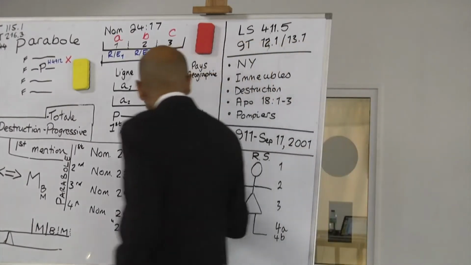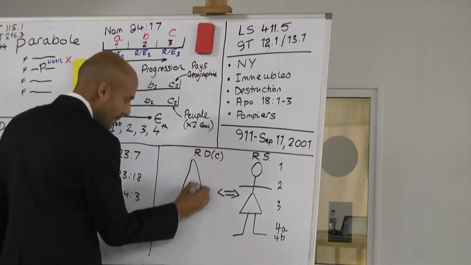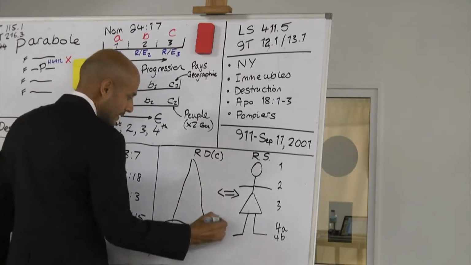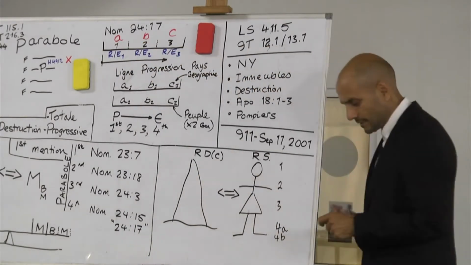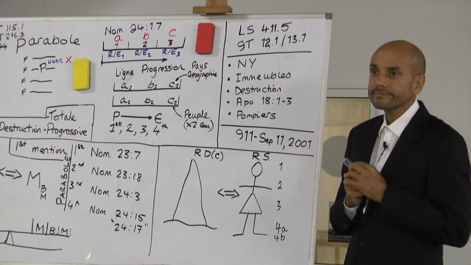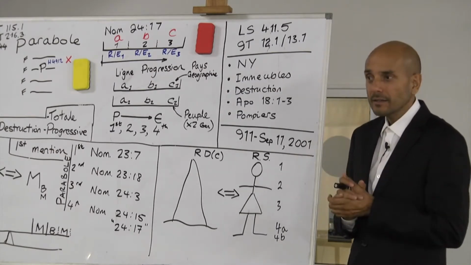The mountain. Good. So here's a mountain. So you have a mountain, the kingdom of heaven, and you have a statue, the kingdom of Satan. Everybody okay with that?